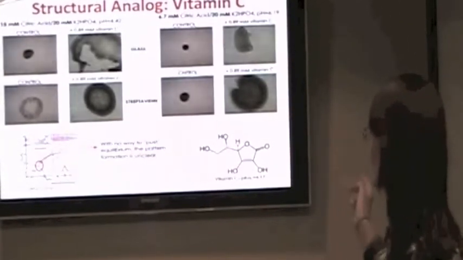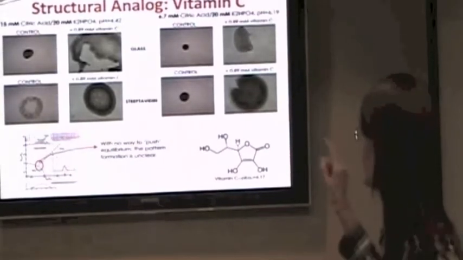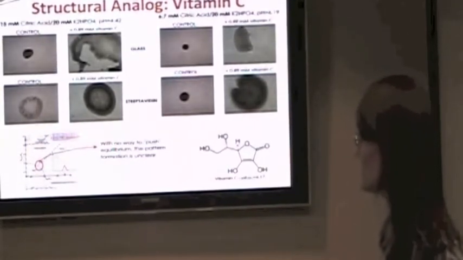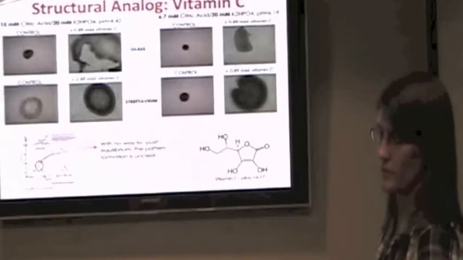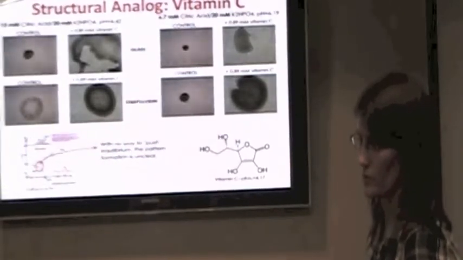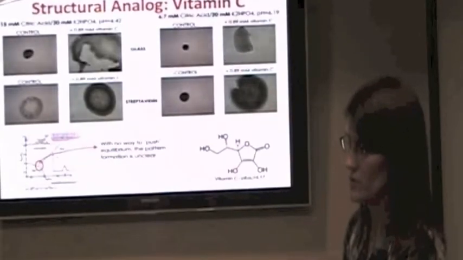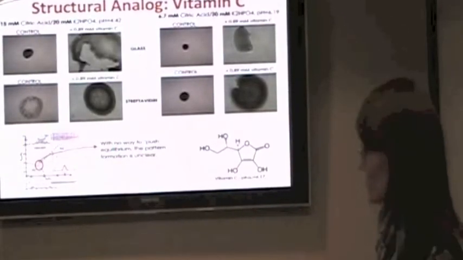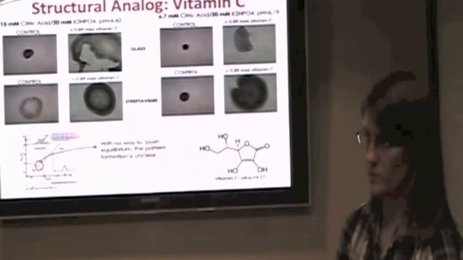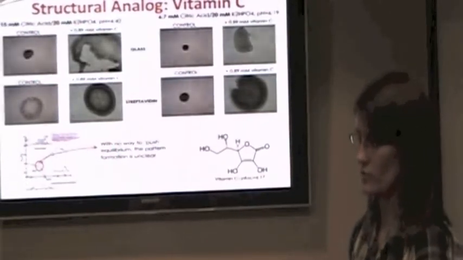And kind of vice versa, we would expect the pH 6.2 to be more of a ring structure, just solely based on the electrostatic interaction between the surface and the molecule, because vitamin C is not known to have any sort of strong reaction to the streptavidin. There's no real way for us to push the equilibrium towards either a ring or a uniform structure.